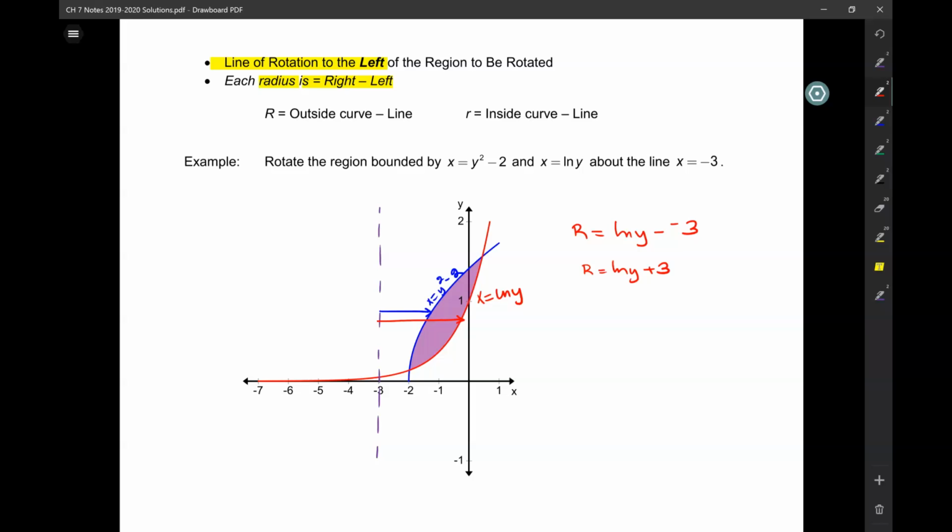And then little r, again, it has to go right minus left. So function minus line. Y squared minus 2 minus -3, y squared plus 1. Any questions on this?